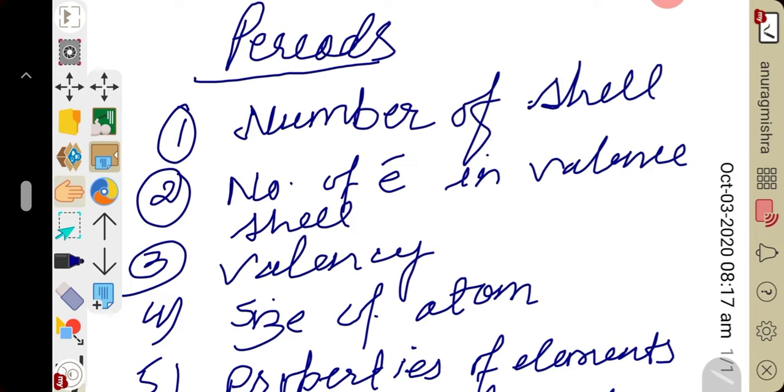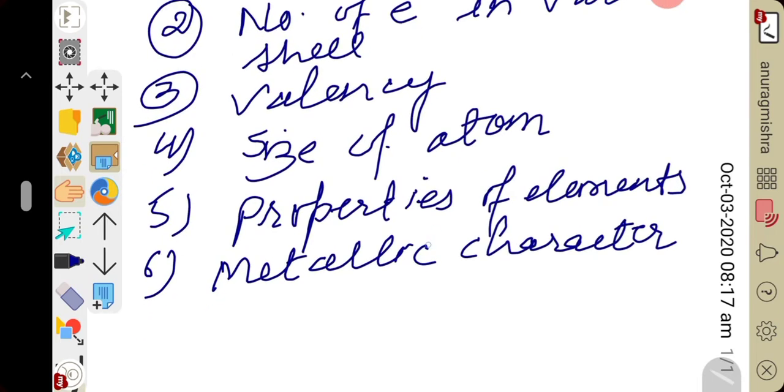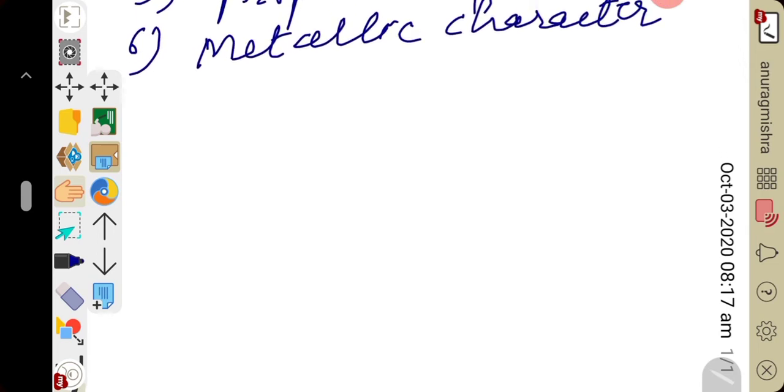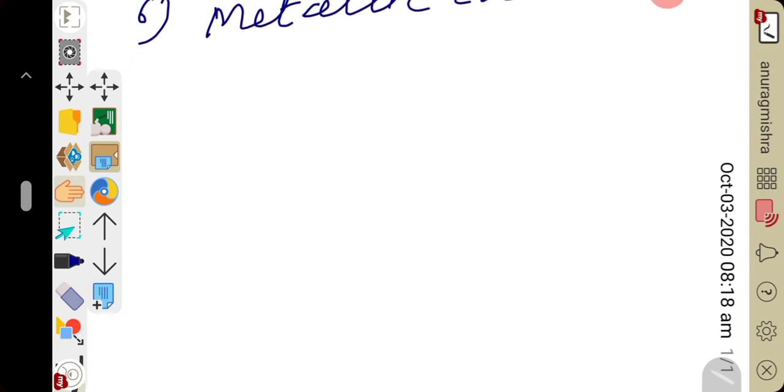These properties will include the number of shells, how the number of shells varies in a period or whether it remains the same, the number of electrons in the valence shell, valency, size of atom, properties of elements, and metallic character. How these properties behave in a particular period, we will discuss in today's video. Apart from this, we will also cover the last topic of this chapter, usage of the periodic table.